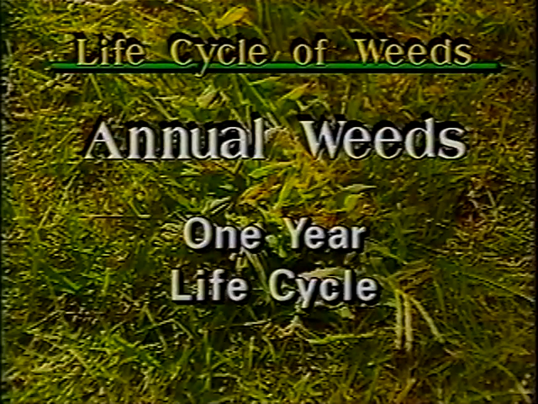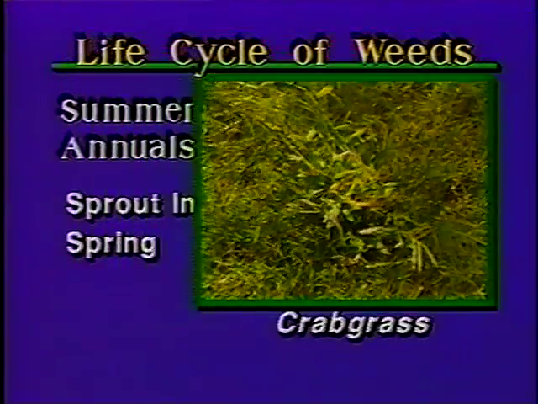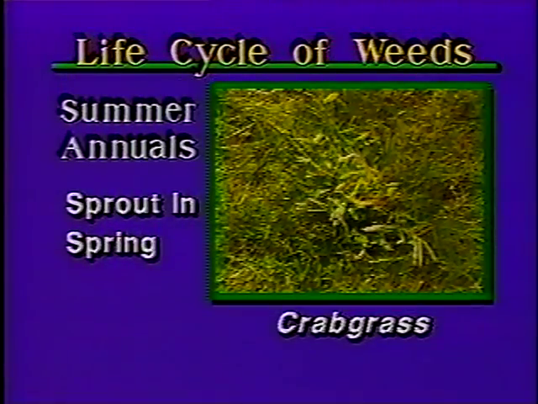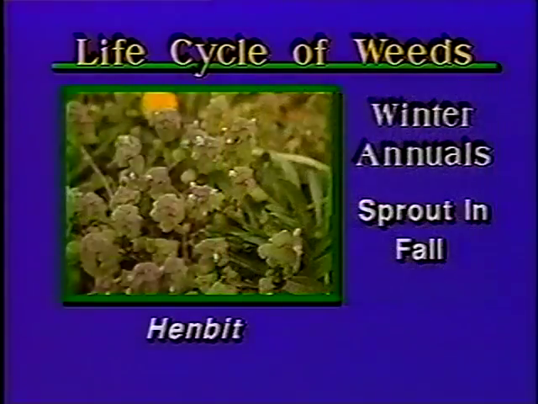Annual weeds are plants with a one-year life cycle. They grow from seed, mature, and produce new seeds for the next generation in a single season. There are summer annuals, like crabgrass, which sprouts in the spring, and winter annuals, like henbit, which grows from seeds that sprout in the fall.